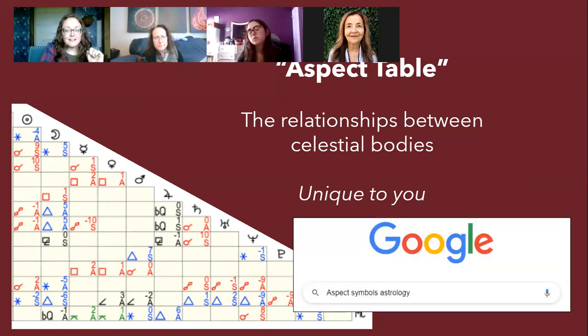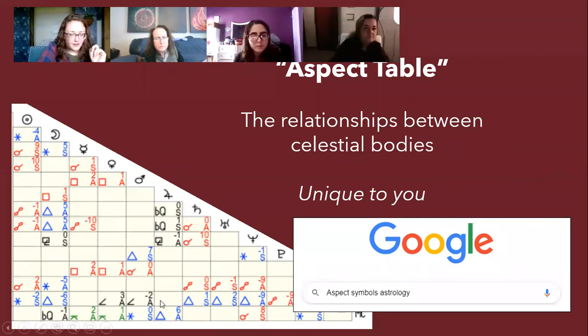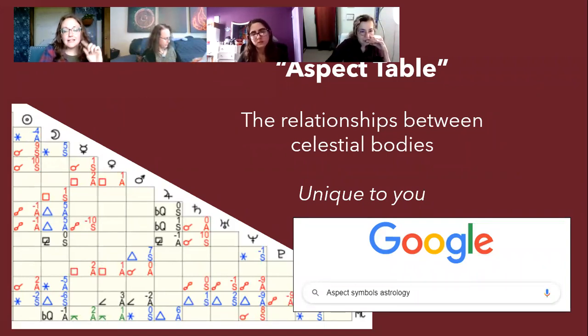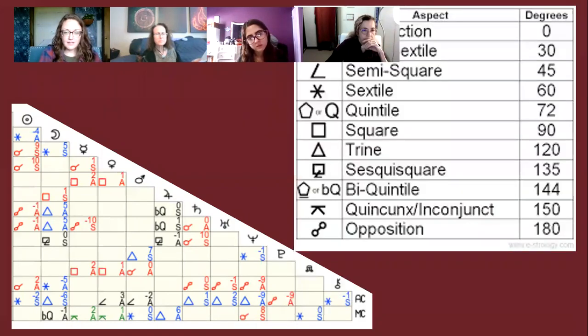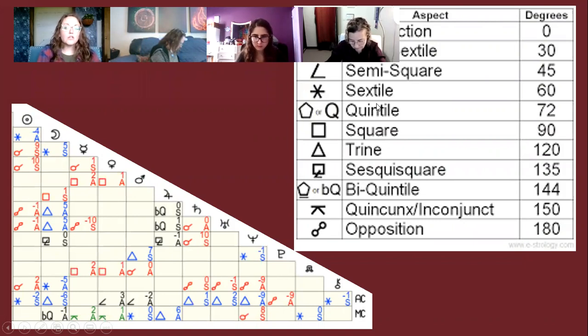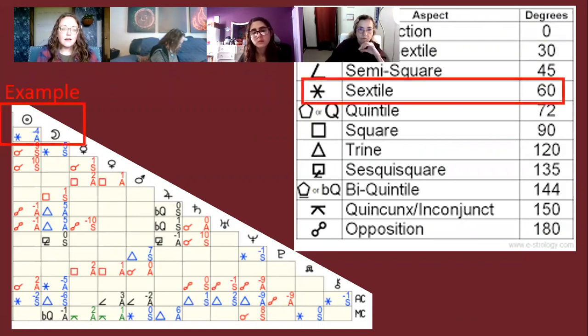Okay. So all of these little symbols, I didn't start off knowing what all of those meant. That's another trip to Google Images: aspect symbols astrology. So what do the aspect symbols mean? That's when you can find a little chart like this, and it will show you all of the different symbols that you can see in an aspect table, and it'll tell you what it's called. You don't really need to know what a sextile means.